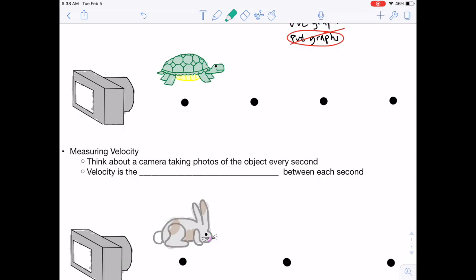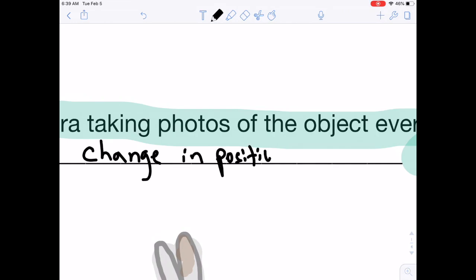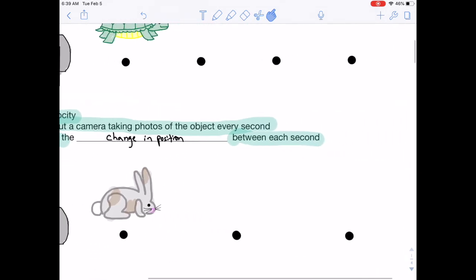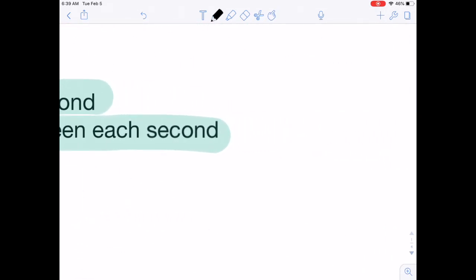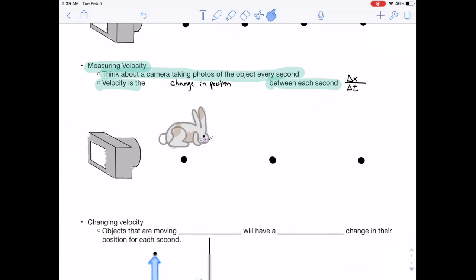But let's first recall that when you measure velocity, you want to think about a camera taking photos of the object every second. 0 Mississippi, 1 Mississippi, 2 Mississippi. And velocity is the change in position between each second. Miles per hour, meters per second. We always write that mathematically as the change in position divided by the change in time. How much distance has occurred in some unit of time.